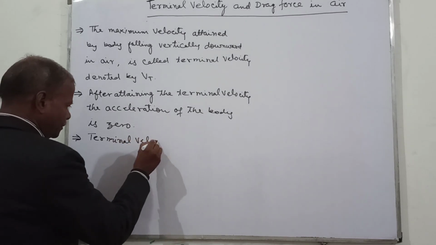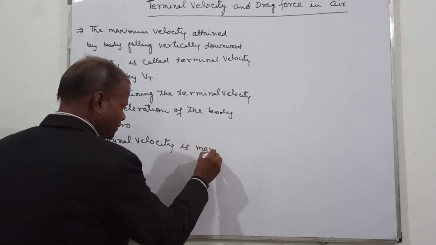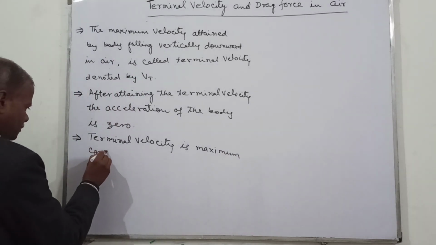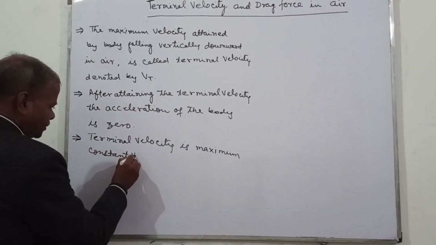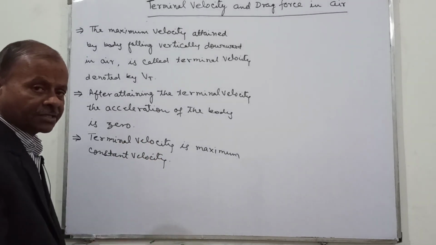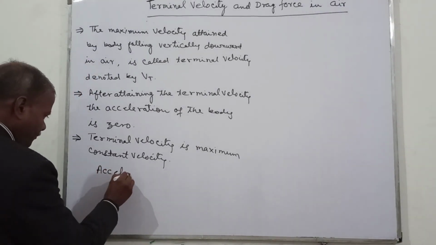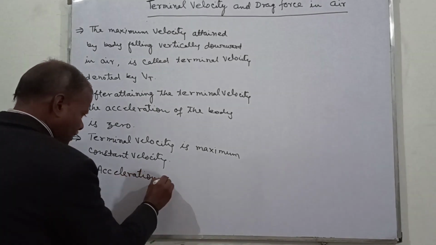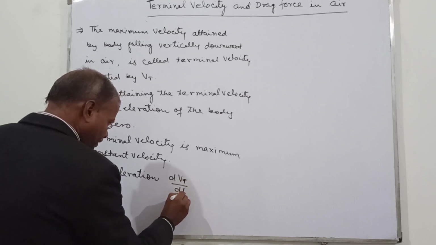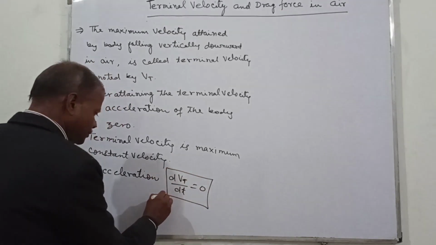Terminal velocity is the maximum constant velocity. Constant velocity, so the acceleration will be zero. So now acceleration, dVt upon dt, is equal to 0. This is the acceleration, that is equal to 0.